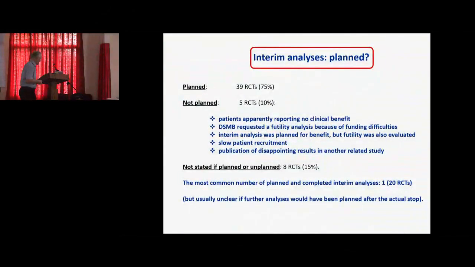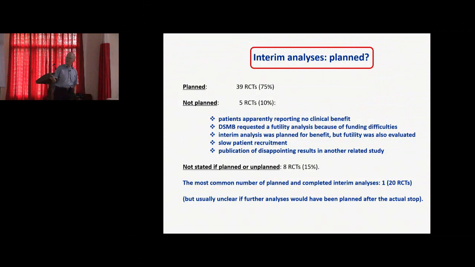So, to summarize, we found that out of the 52, which is close to 50 and a good way to remember it, about 75% had actually planned an interim analysis, which is good news. That's not a bad rate. Not planned, 5 of them, so these studies did stop, but they didn't plan to stop. Okay, so why did they do that?